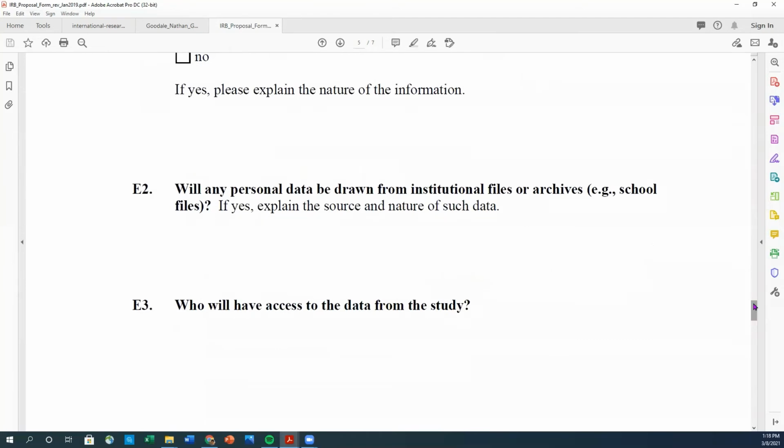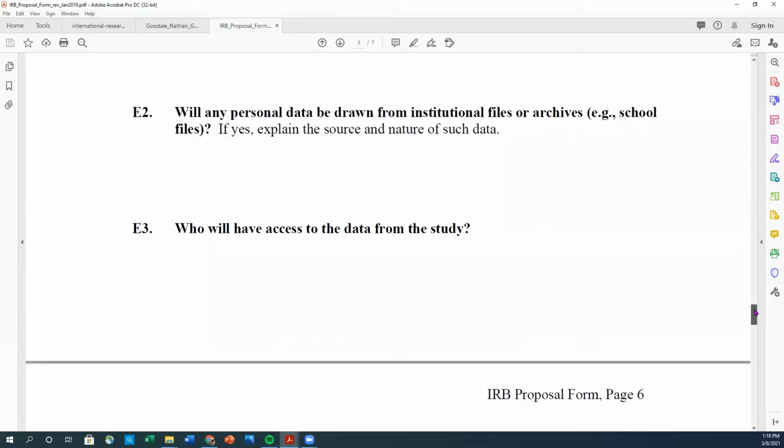Section E2 is fairly rarely used, but if you're planning to access Hamilton records, you should know that this happens outside of the IRB. We have absolutely no authority to approve access to any of Hamilton's records.